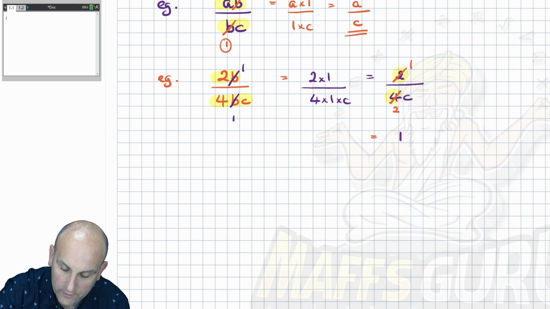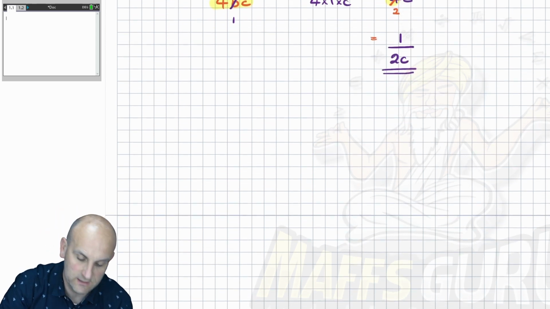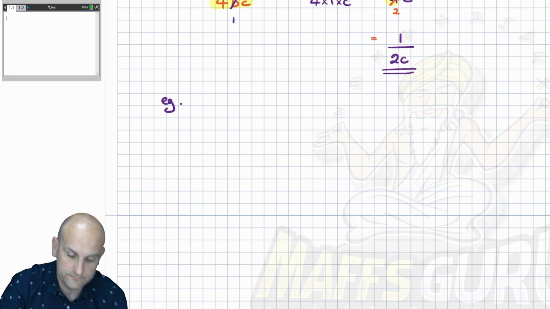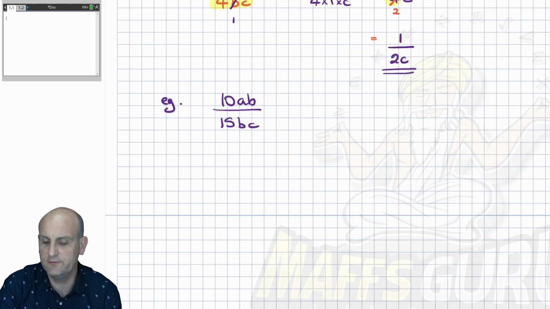So that leaves the 1 on the top and 2 times C on the bottom. And so my answer becomes 1 on 2C. Let's do another example. I don't think there are too many examples we can do, because this is really important. So here's another example.